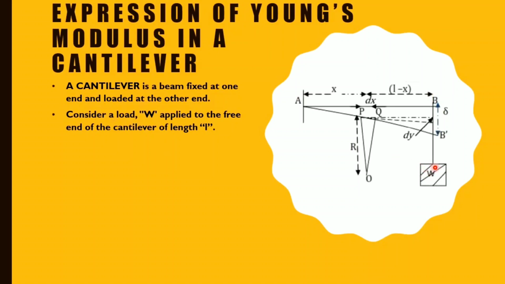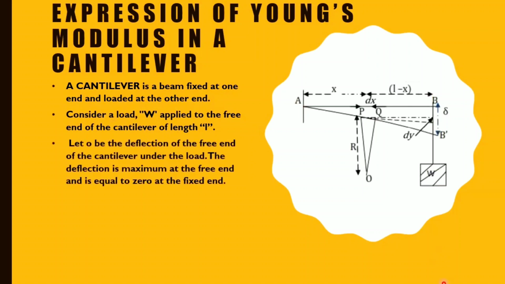Next, we need to consider a load W, which is applied to the free end of length L. So this is the length L, and here is the end which is being loaded. Let delta be the deflection of the free end of the cantilever under the load. This deflection will be maximum at the free end and equal to 0 at the fixed end.